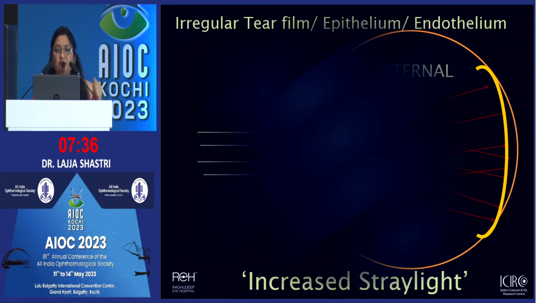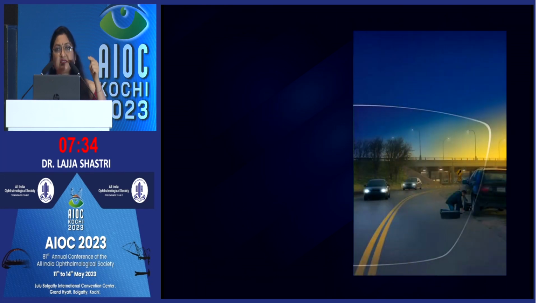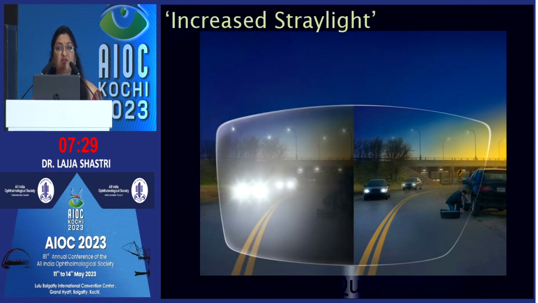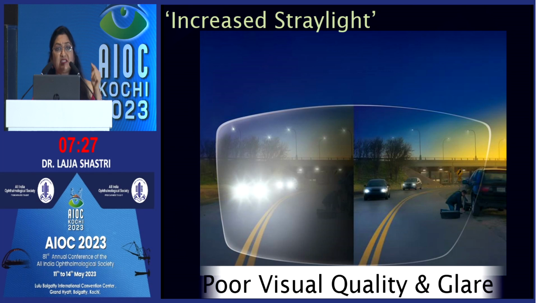Now, what this will do for the patient is that if this is what was seen by a person with a normal ocular surface, the same thing would appear like this for somebody with an increased stray light. Imagine this degree of glare and visual quality degradation. Any person with a multifocal lens with this kind of a surface will blame the multifocal lens and will make our life a nightmare. So we must pick this up in time.